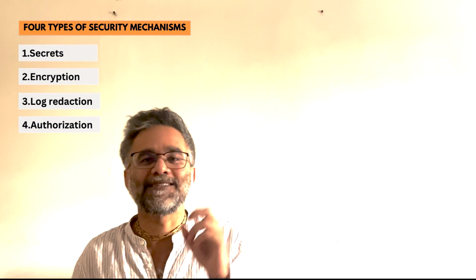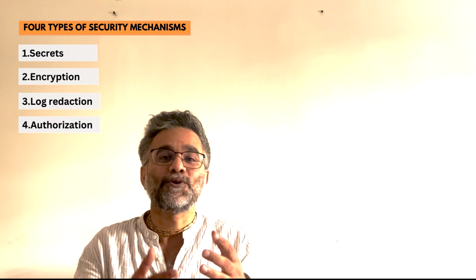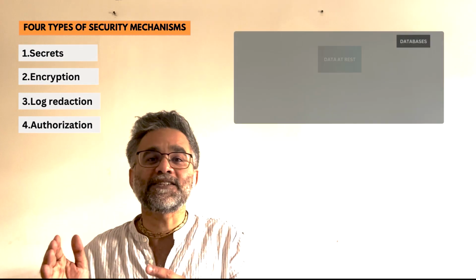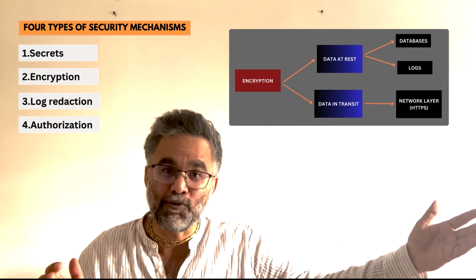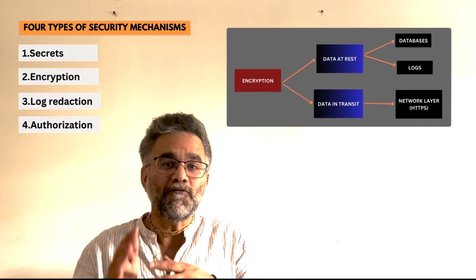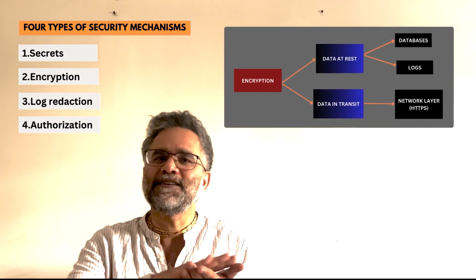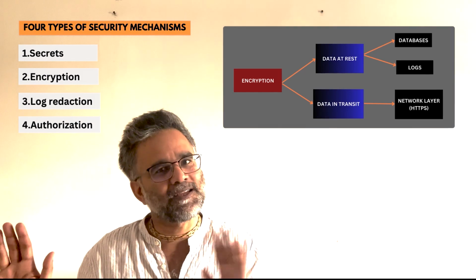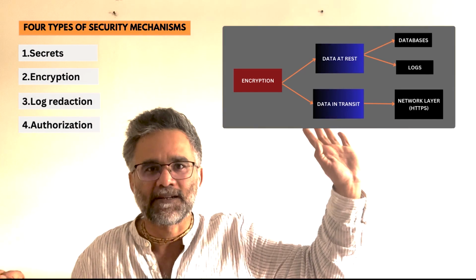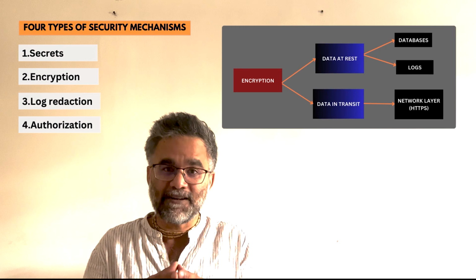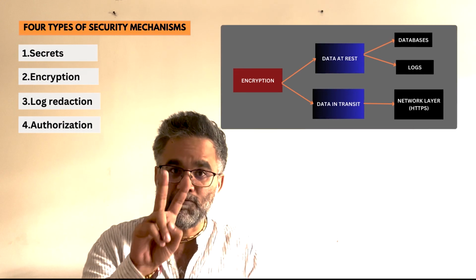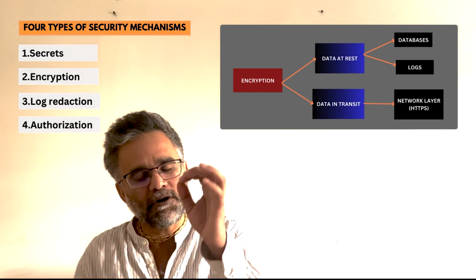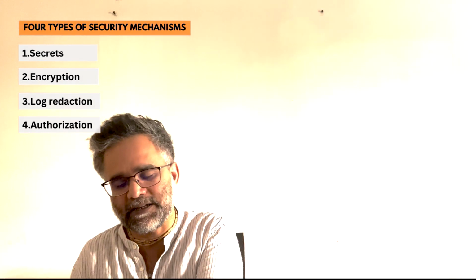Number 2 is encryption. So, encryption of data at rest, and encryption of data in transit, or moving data. The moving data encryption is taken care of by the network protocol like HTTPS. That part is taken care of at the network layer. Now talking about data at rest, which is your databases and logs, we'll talk of both now. So first let's talk of databases. That's where we need encryption.